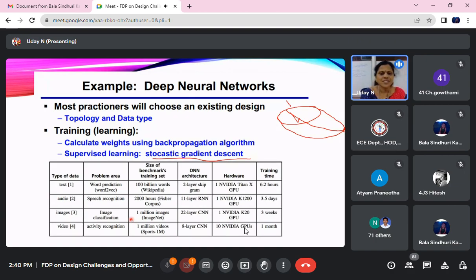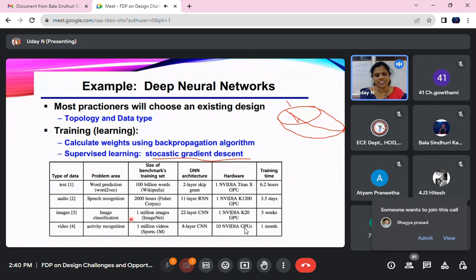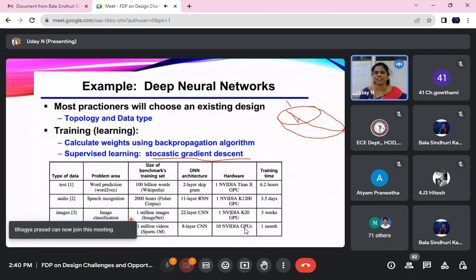So that is just a simple text, a word prediction. When it comes to audio, for a 2000 hour audio database, the training time is around 3.5 days. And for image classification, for a 22 layer CNN, training 1 million images will take around 3 weeks. And for activity recognition, the training time is 1 month. So this is the complexity in the deep neural network architecture.